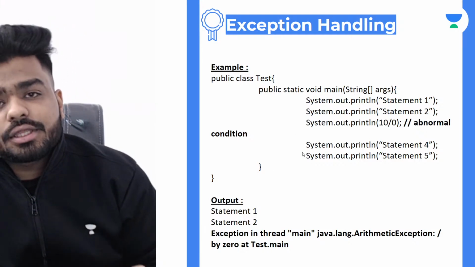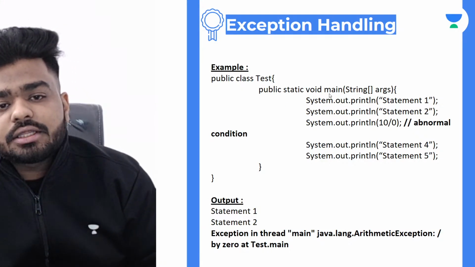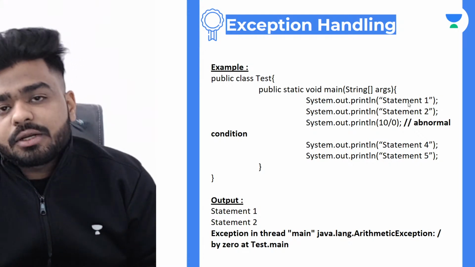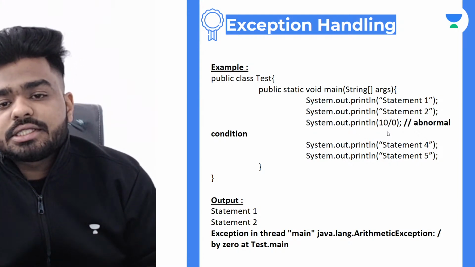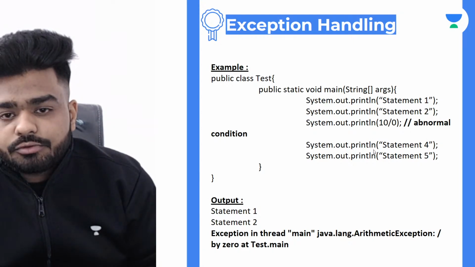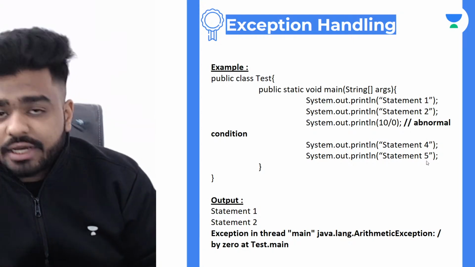So suppose that this is the code, right? I've written this main method with five lines. One is printing statement 1, second one is statement 2, third one is 10 by 0, fourth one is statement 4, and fifth one is statement 5, correct?